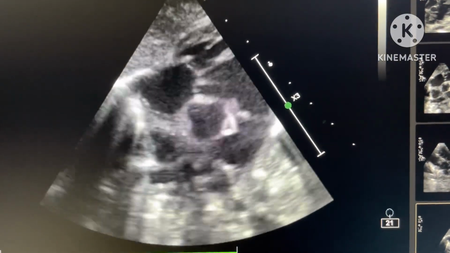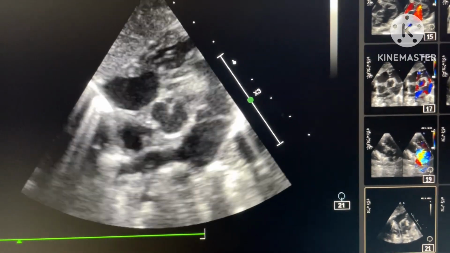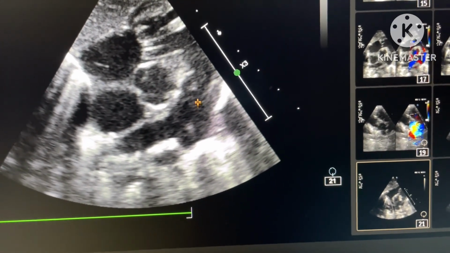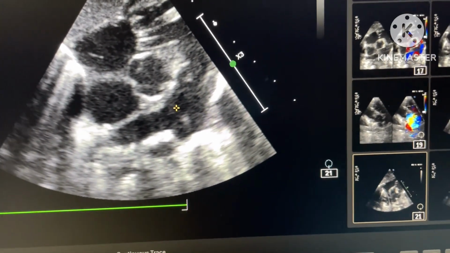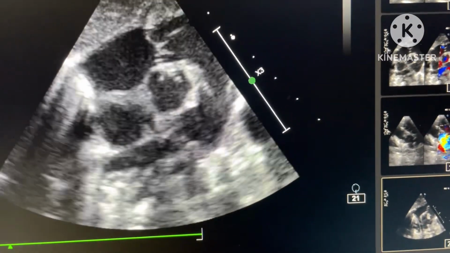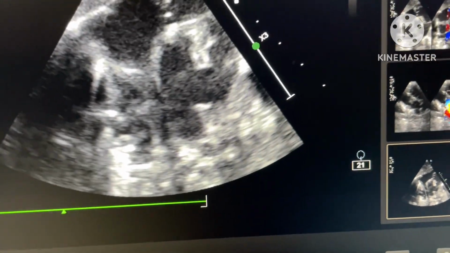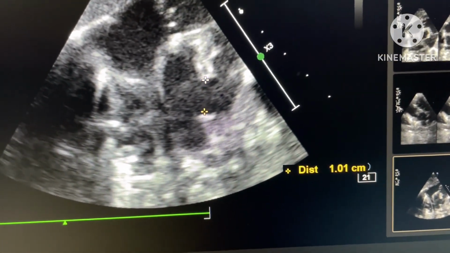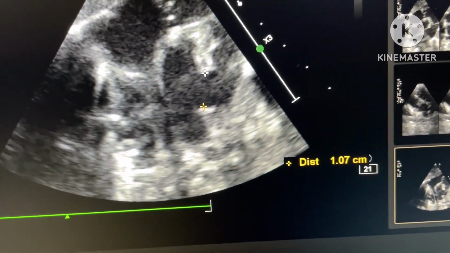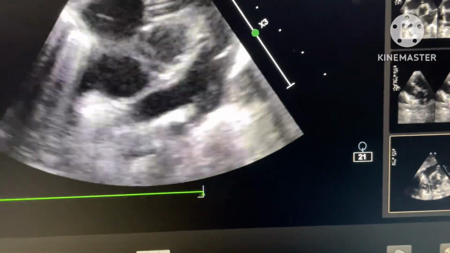See again. This is aorta and this is pulmonary artery. If you move the image, you will see the defect comes. You see that this is defect. This is defect. Aortopulmonary window defect.